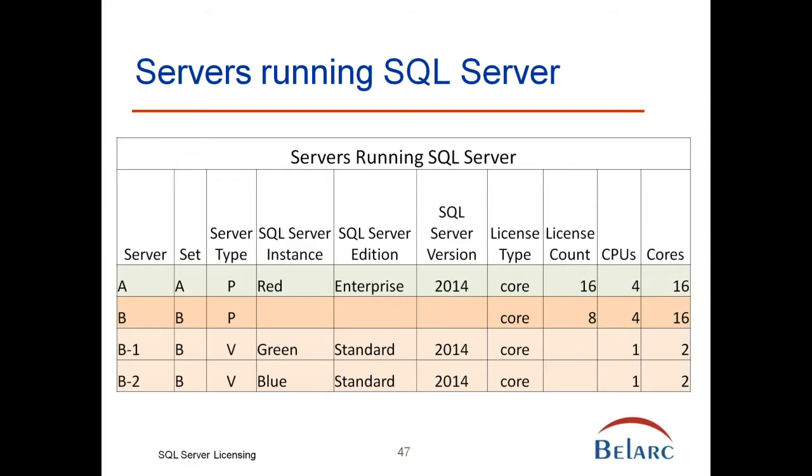So in the first row, where we're looking at an enterprise edition, that enterprise edition is installed directly on a physical server. And you can see the name of the server. The bottom two rows are the virtual machines that are hosting those two SQL Server installations called green and blue. And they're running on the standard edition. And what's added to this table compared to the previous table is that second row with server B. And that's a physical machine. And that's the physical host of the two virtual machines below. So the server is called B and the hosted virtuals are B1 and B2.